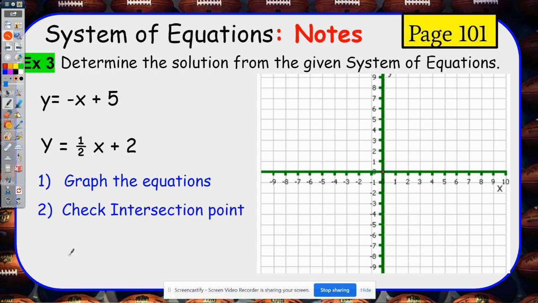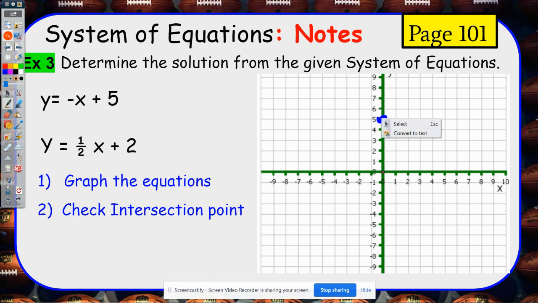So in order to graph the equations, if we remember from when we started graphing, we start with the y-intercept. So we're going to graph this equation first, and the y-intercept for this equation is 5. So I'm going to go ahead and put 5 on the y-axis. That's going to be my first point. Let me put it right there. There's my 5. And then from here, I'm going to use my slope.